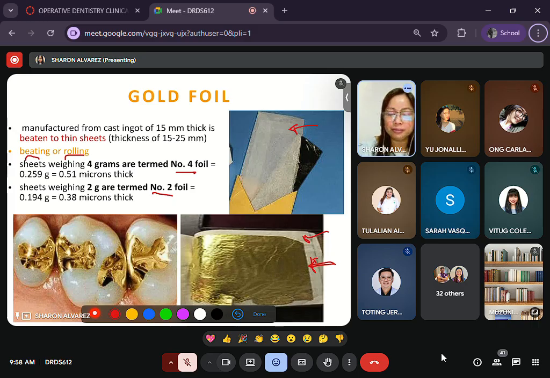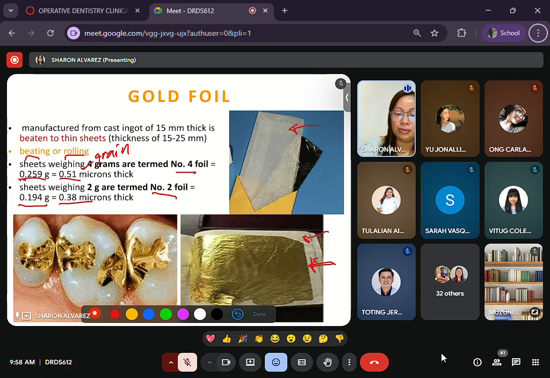Usually if it's number 4 foil, it is considered to be 4 grains, and the thickness will be 0.51 microns. So the weight is 0.259 grams per sheet. And then, when it is number 2, it's 2 grains of gold, and the weight is 0.194 grams per sheet. The thickness per sheet will be 0.38 microns. So it's very, very thin, really.